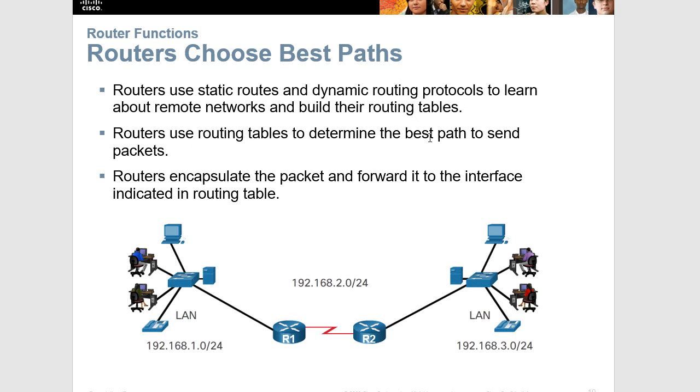Routers use the routing table to determine the best path to send your packets. There are values that go into that, which comes up later in the chapter. You've got a metric for distance between your two routers, and the most trusted route in the routing table, which is a value for administrative distance that comes along later. Routers encapsulate the packet and forward it to the interface indicated in the routing table.